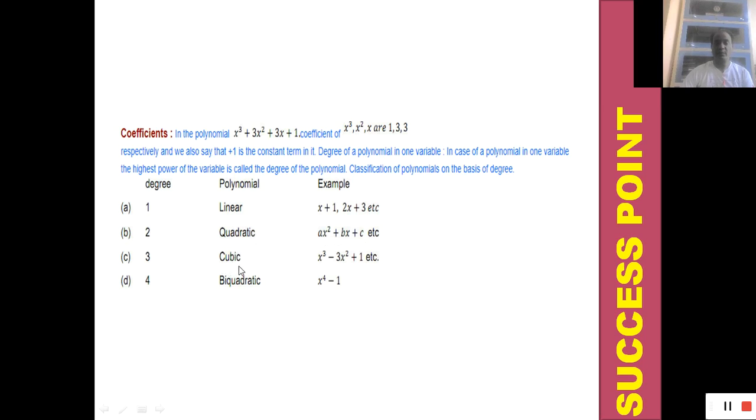Similarly, a polynomial is said to be cubic if its degree is 3. In the example x to the power 3 minus 3x square plus 1, the maximum power of x is 3, hence this polynomial is said to be cubic. Similarly, biquadratic if the power is 4, and so on.